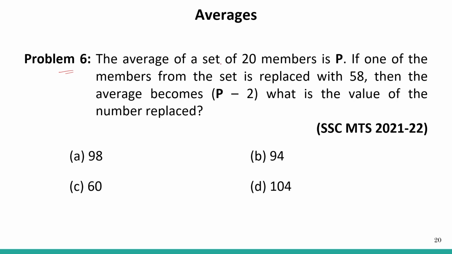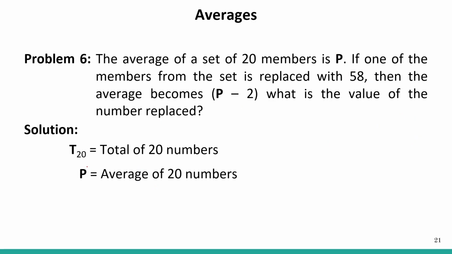The average of a set of 20 members is P. If one of the members from the set is replaced with 58, then the average becomes P minus 2. Then what is the value of the number replaced? This question has been asked in the SSC MTS 2021-2022 paper. Which among these four options A, B, C, D is correct?